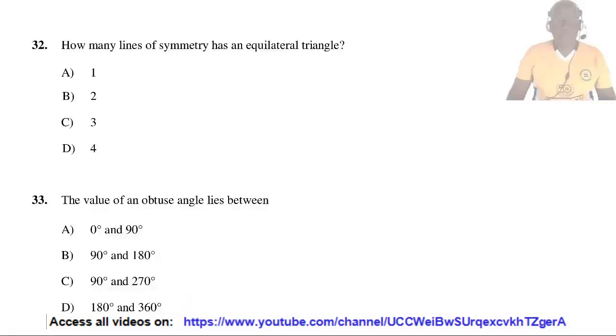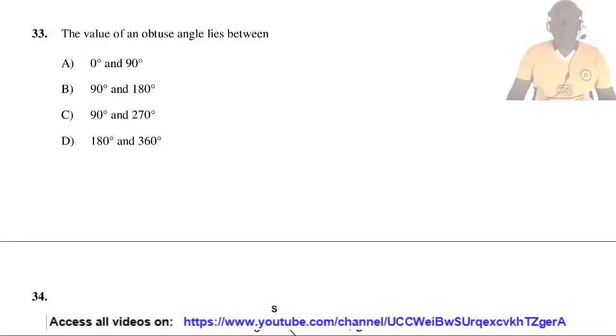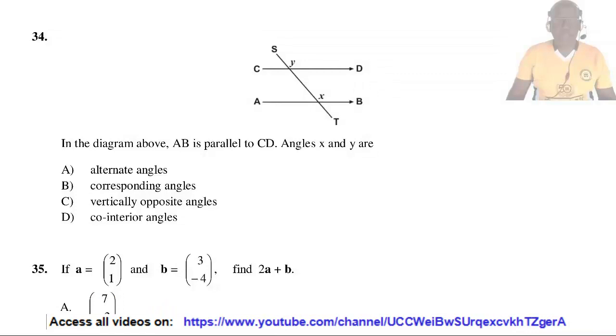Question 32. How many lines of symmetry has an equilateral triangle? An equilateral triangle has 3 lines of symmetry, so the answer is C. Question 33. The value of an obtuse angle lies between, the answer is B, 90 degrees and 180 degrees. Question 34. In the diagram above, AB is parallel to CD. Angles S and Y are corresponding angles. That is B.